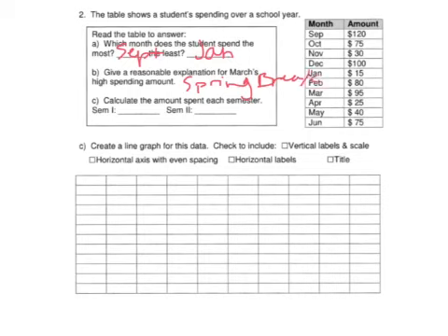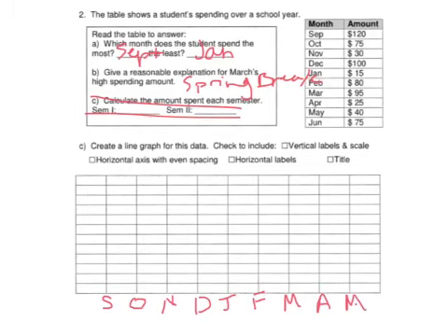Okay. And calculate the amount of spending for each semester. We're not going to spend time doing that. Here you would just add. That's nothing new. Let's get into actually making our line graphs. So each one of these lines I'm going to say is a month. So we've got September, October, November, December, January, February, March, April, May, and June.